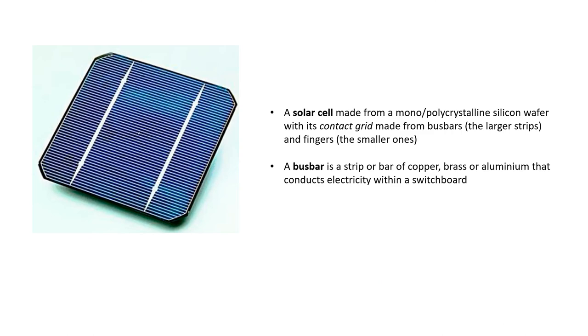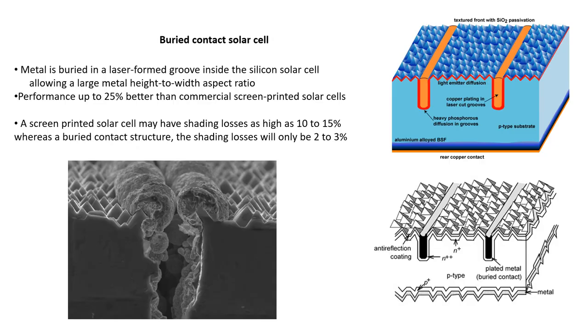An important component in solar cells is the contact grids made from busbars and fingers. Busbars are the larger conductors and fingers are smaller conductors made of copper, brass or aluminum, which conduct electricity. If these metal conductors are buried in laser-formed grooves inside the silicon solar cell, it allows larger metal height-to-width aspect ratios and enhances the performance by 25% compared to commercial screen-printed solar cells.